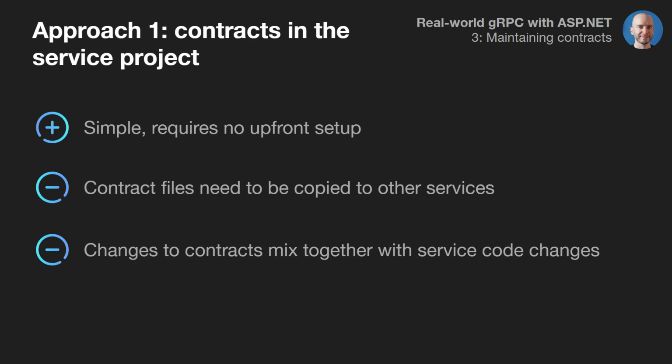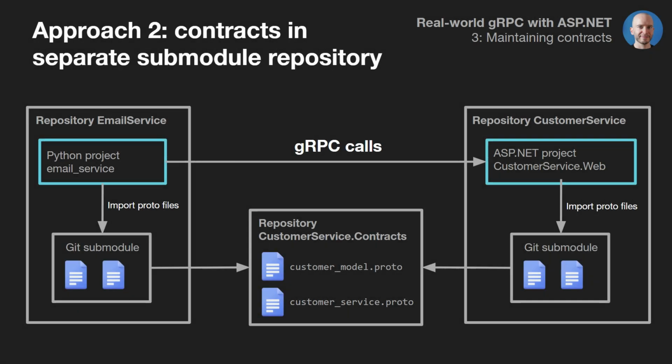In a more complicated production application, where we want to use the gRPC contracts for service-to-service communication between distributed services, especially if they use different technical stacks, it would be preferable to extract the contracts to a separate repository that our services then can reference or import in some way. This brings us to the second approach, extracting the contracts to a dedicated separate repository, which we call customer-service.contracts on this diagram. This repository can be included as a Git submodule in every application repository which needs the contracts.